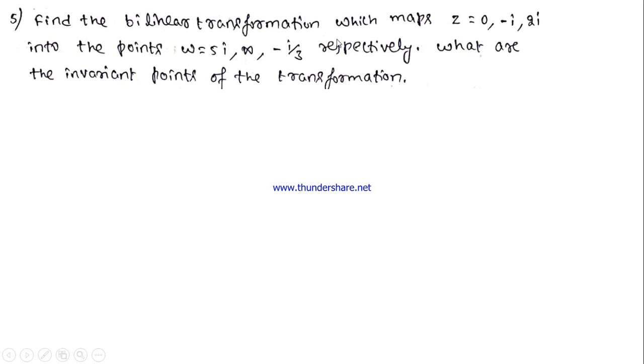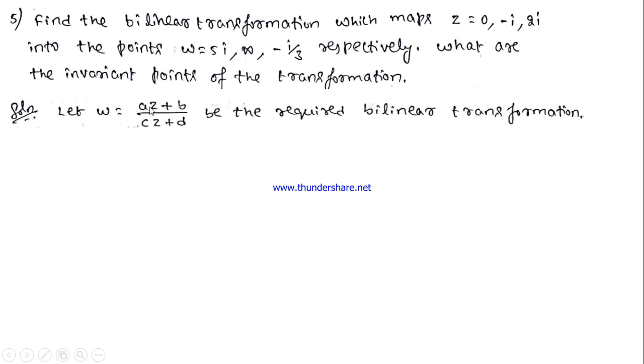Find the bilinear transformation which maps z equal to 0, minus i, 2i into the points w equal to 5i, infinity, and minus i by 3 respectively. And the question continues, what are the invariant points of the transformation? Here we are supposed to identify the fixed points or the invariant points at the end of the problem. Now, let me assume w equal to (az plus b) by (cz plus d) is the required bilinear transformation.